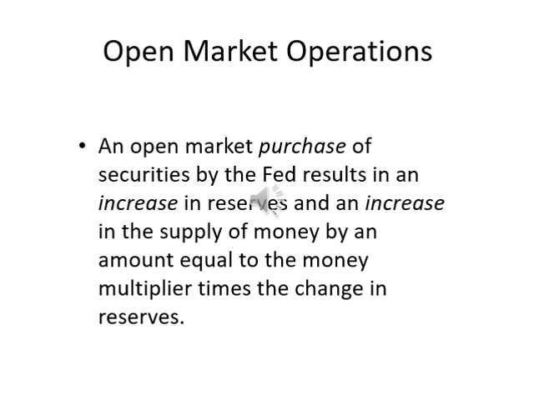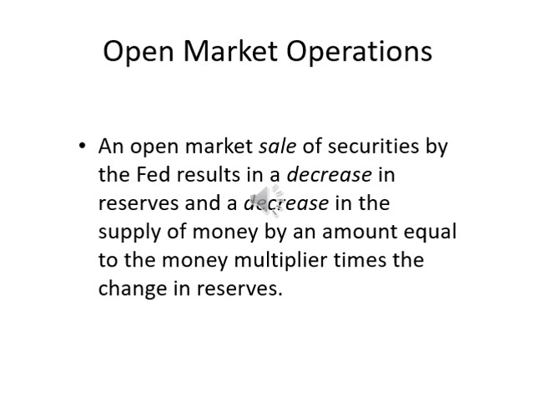Open market operations. An open market purchase of securities by the Fed results in an increase in reserves and an increase in the supply of money by an amount equal to the money multiplier times the change in reserves. An open market sale of securities by the Fed results in a decrease in reserves and a decrease in the supply of money by an amount equal to the money multiplier times the change in reserves.